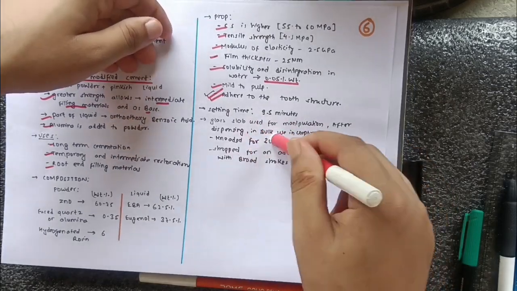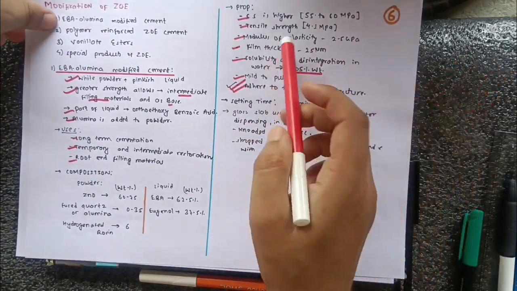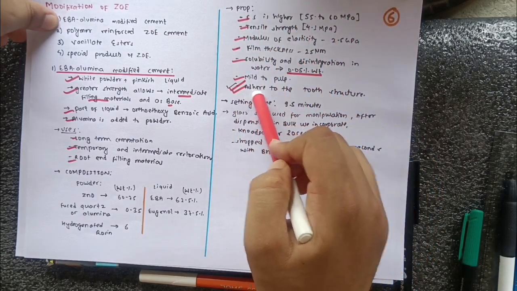So this is the manipulation process of this EBA alumina modified cement, which is not so important. Just remember this, you can remember the data. And the important point is that it adheres to the tooth structure.